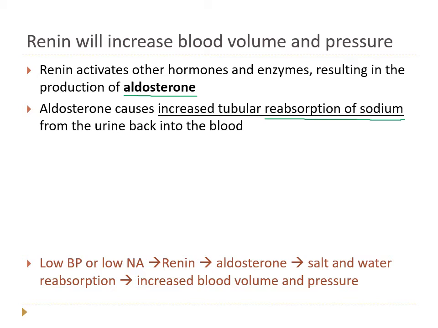Remember, I was a little cagey about reabsorption of sodium. I was very clear that glucose and amino acids are going to be reabsorbed at nearly 100%, but I didn't say that for sodium. So sodium, it kind of depends on what's going on in our body. If renin is produced by the JGA, we will then produce the hormone aldosterone, and that will cause us to reabsorb more sodium from the filtrate or the urine back into the bloodstream.